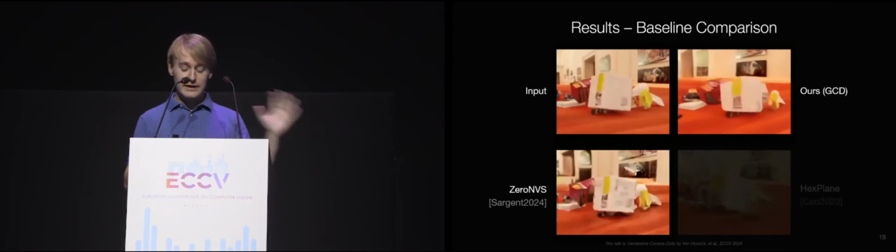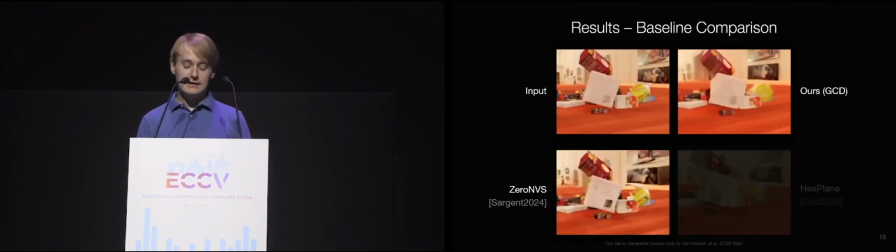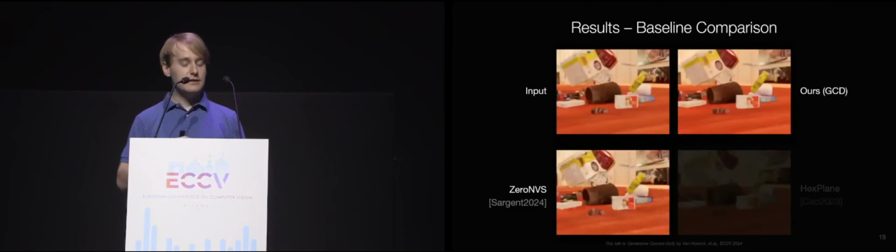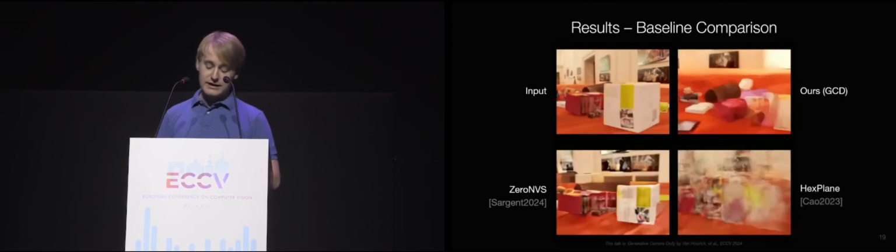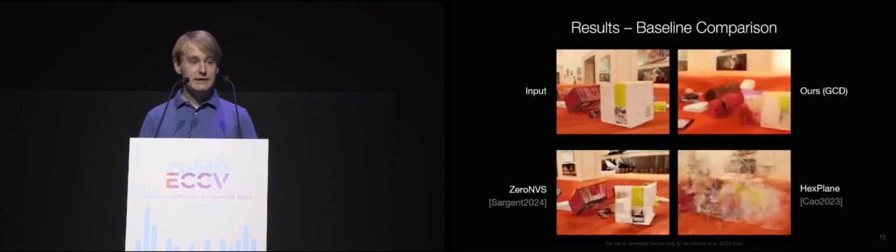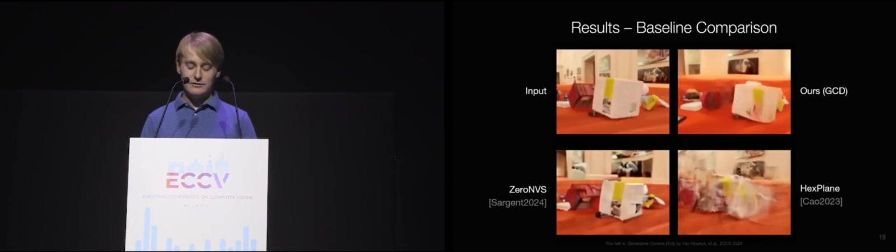And we observe flickering, because this is for image to 3D. It has to handle every frame independently. On the lower right, we have HexPlane, which is roughly speaking a more efficient version of dynamic NeRF.